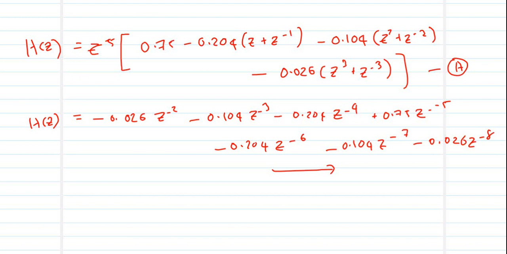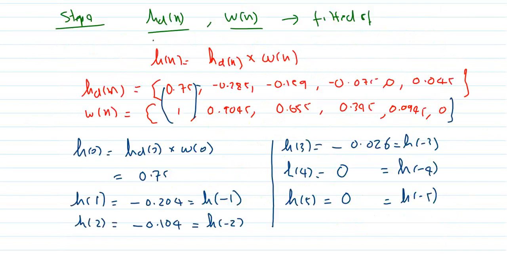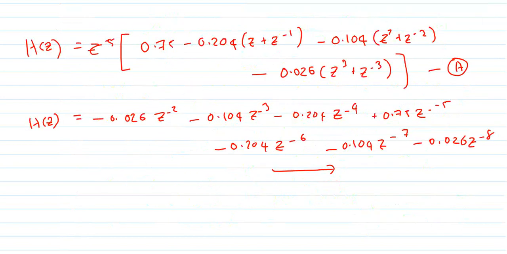Okay, now the FIR filter is done. The next step is you need to calculate step 5, which is the magnitude response. The question asks for a magnitude response.